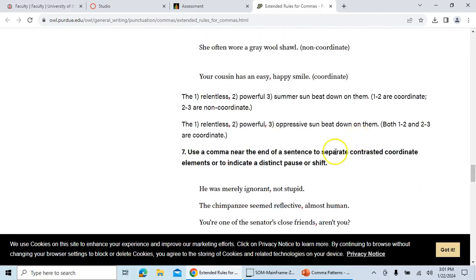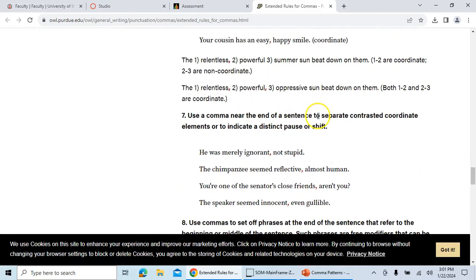All right. Use commas near the end of a sentence to separate contrasting coordinate elements, or indicate a distinct pause or shift. My voice is getting tired. So if you have something at the end that seems to contradict what the regular sentence is saying, you'll put a comma before that. He was merely ignorant, not stupid. So this is showing there's a difference between ignorant and stupid here, and it wants to show that, so it has the comma there.